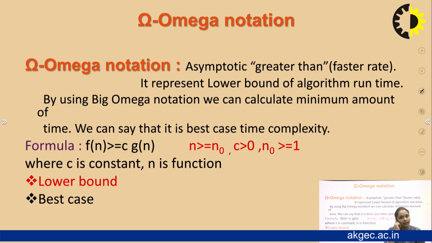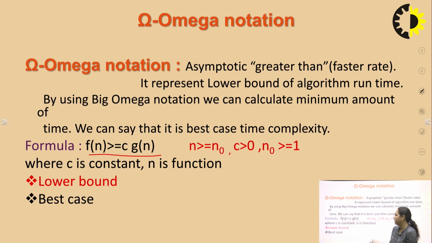Means if I want to calculate the best case complexity of an algorithm, then I must go with the omega notation. Omega notation will define the best case complexity scenario of the algorithm. The formula will become f of n must be greater than or equal to c of g of n. Here c is again a positive constant, it must be greater than 0, and n is also a positive constant which is greater than or equal to 1.